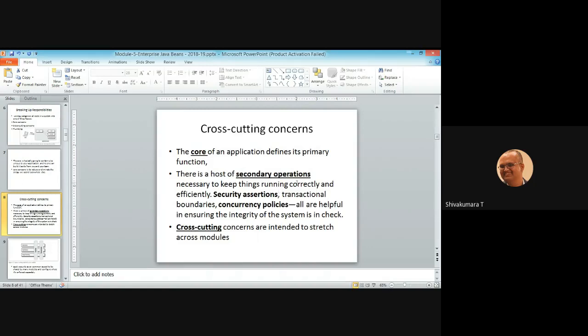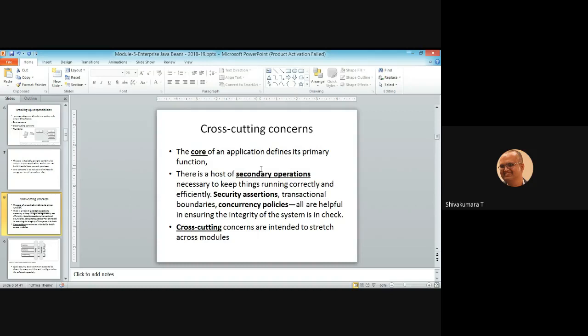Suppose you have a bank balance of 5,000 and you are trying to withdraw 6,000. Mathematically, it is right: 5,000 minus 6,000 equals minus 1,000. But in real time, it should not allow you to withdraw money which you don't have in your bank balance.